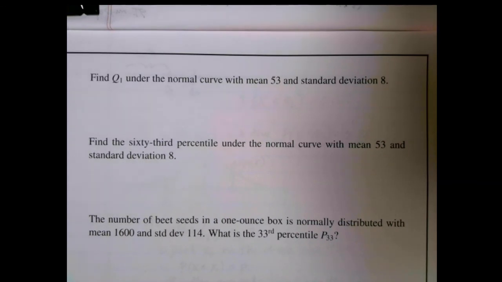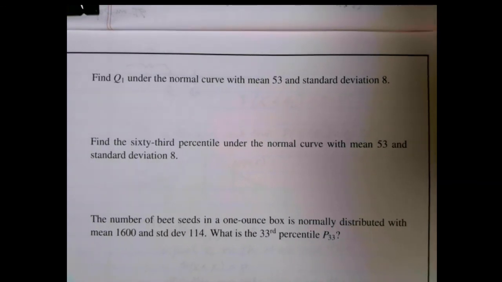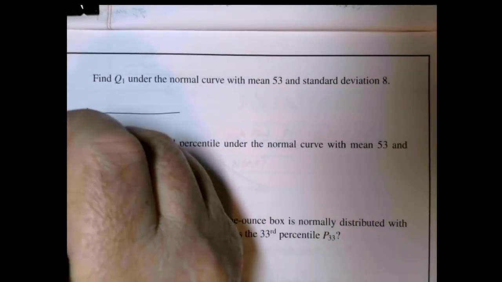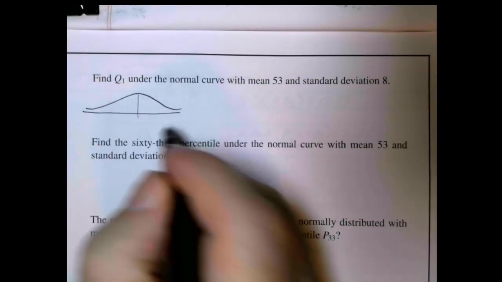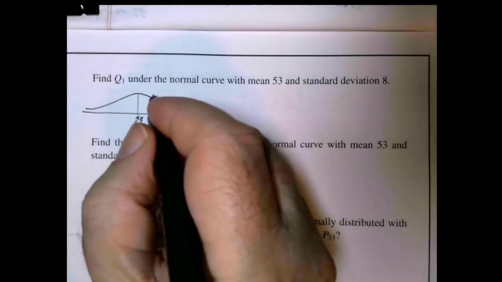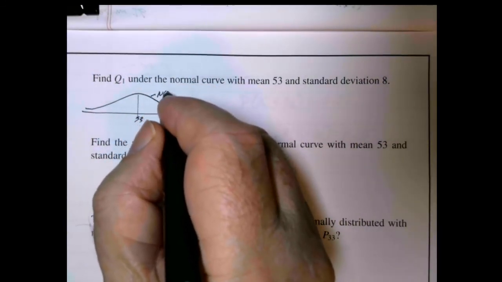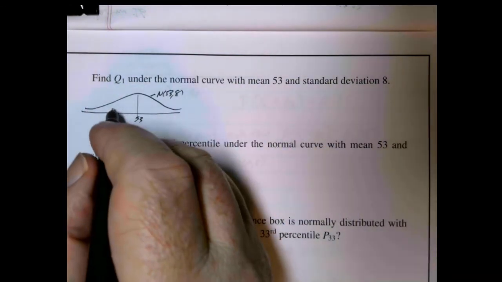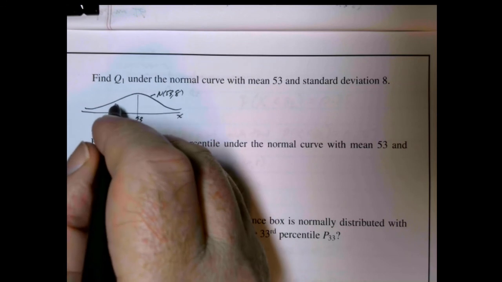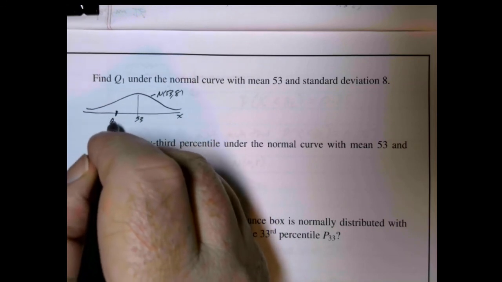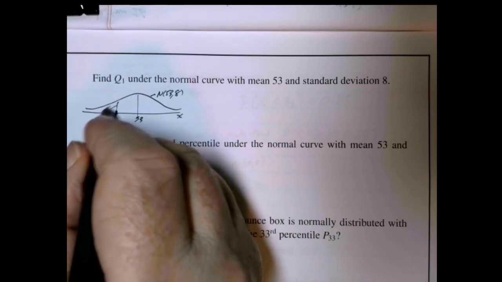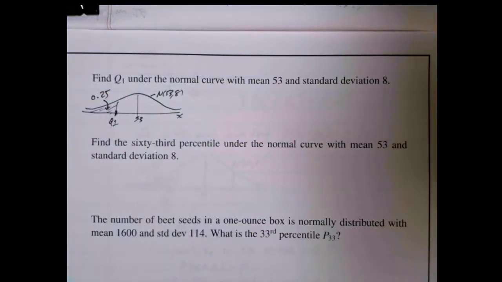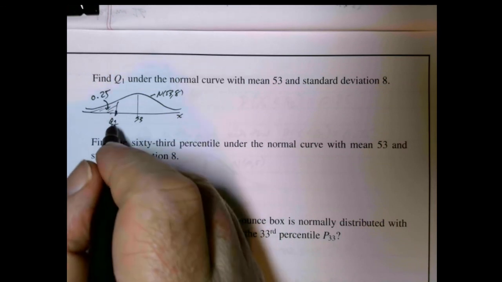All right, let's do some examples. First, let's find Q1 under the normal curve with mean 53 and standard deviation 8. So we'll draw a picture as usual. This is 53, don't really care much about the rest, N of 53, 8. And we're supposed to find Q1. Q1, remember, is a point on the x-axis such that the area to the left of that point is 0.25. 25% of the area is to the left of Q1.